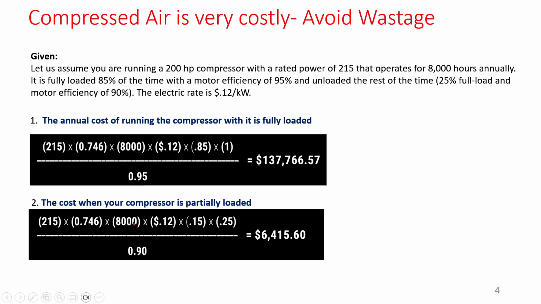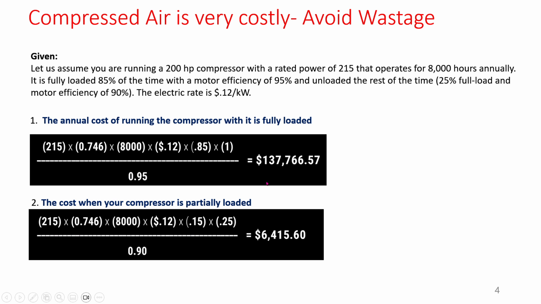That is 8,000 running hours, and 8,000 into 0.15 will be the time running at low load. Low load means how much? Now 0.25, and the cost at that time is also $0.12 per kilowatt hour, divided by the efficiency at that time, which will be 0.9. So these are the costs for running a compressor for 15% of the total time, and for the 0.85 of the time at full load, so that will be this much.